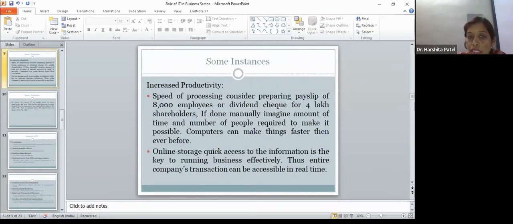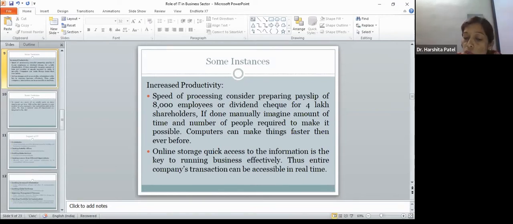For example, we can see how IT is helping us increase productivity. Here, speed of processing: consider preparing payslips for 8,000 employees in a company, or delivering dividend checks to 4 lakh shareholders. If it is done manually, you can imagine how much time and how many people will be required for this purpose. Computers can do that simply.